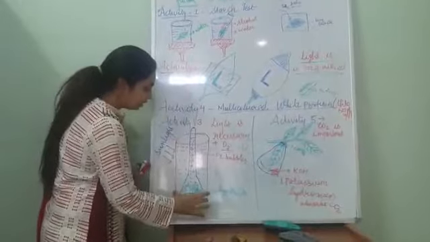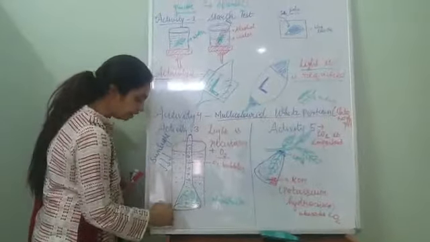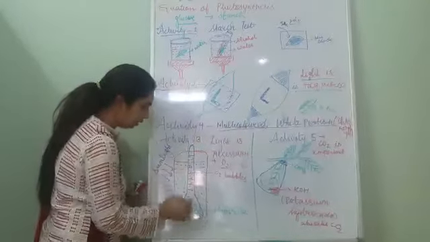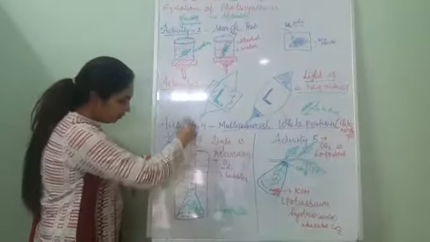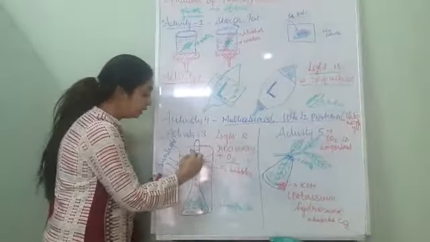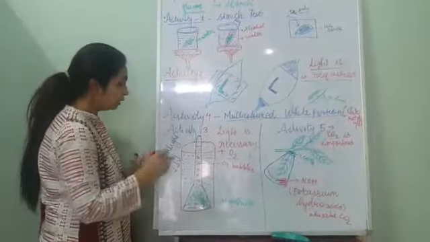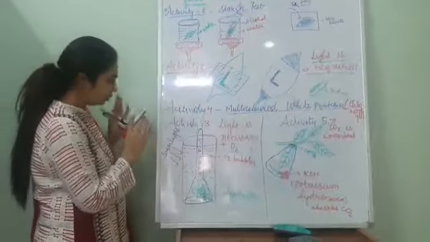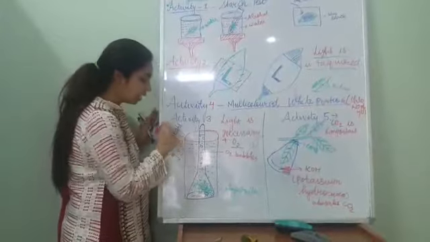A beaker is taken along with an inverted funnel. Water is filled in the beaker, and even when we invert the funnel, the water rises up in the funnel up to here. Then this whole setup is placed in sunlight.